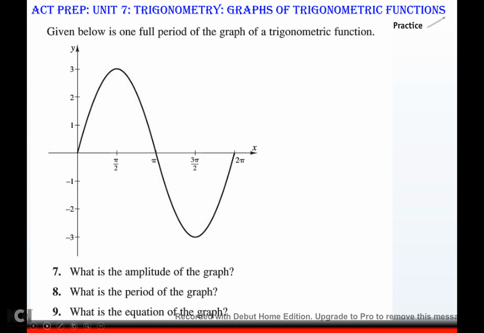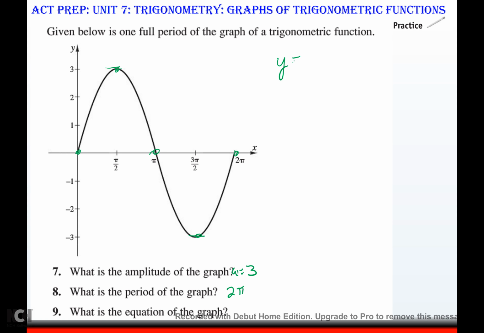Okay, given below is one full period of the graph of a trigonometric function. I recognize this as sine because it's passing through the origin, and it comes up to its amplitude, back to 0, down to its amplitude, back to 0. Well, the amplitude, it oscillates between 3 and -3, so my amplitude is 3. A equals 3. The period, it finished at 2 pi, and then they want the equation of this graph.